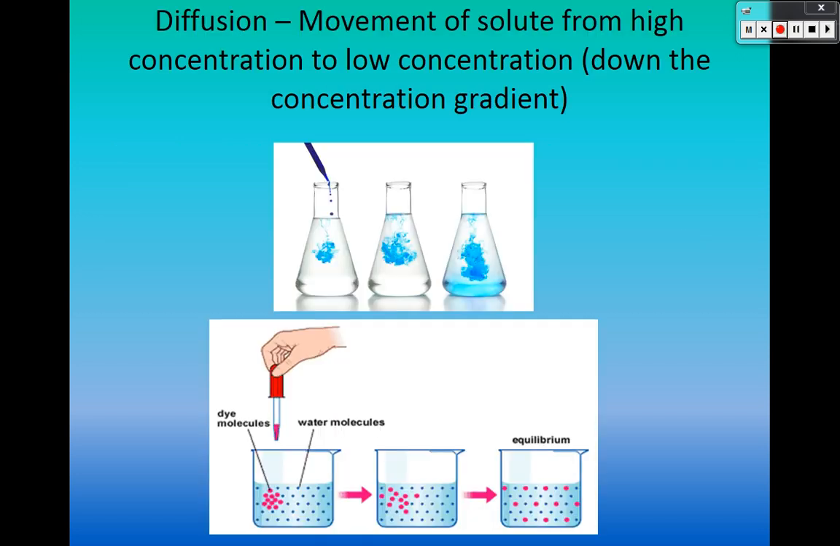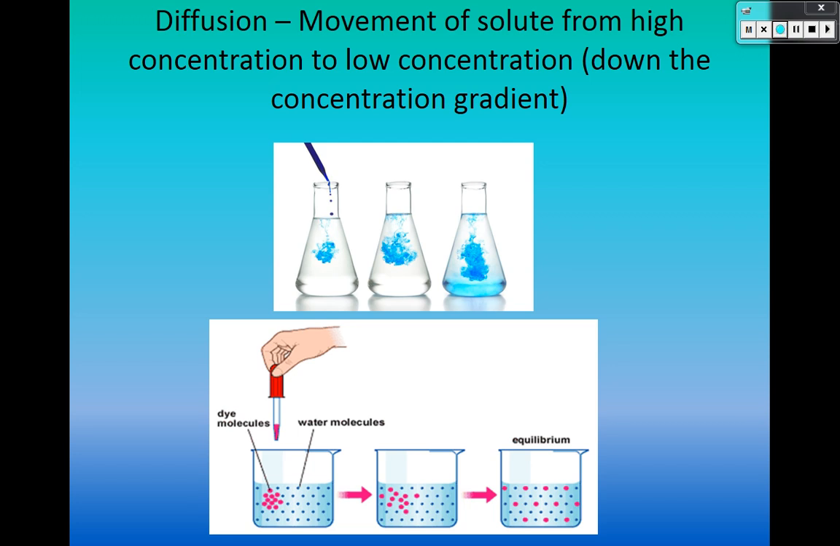Alright, so on to the processes. We're going to start with diffusion. Diffusion is the movement of solute from high concentration to low concentration, or we would say down the concentration gradient. Think of a gradient like a hill. High concentration is the top of the hill, low concentration is the bottom of the hill. So we're going to move down that hill.